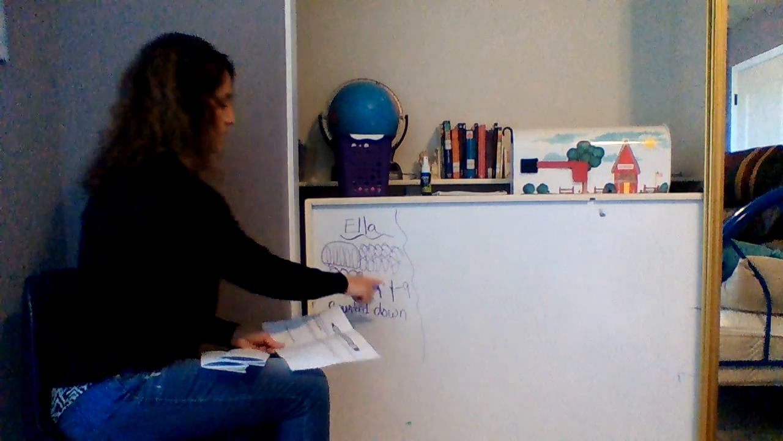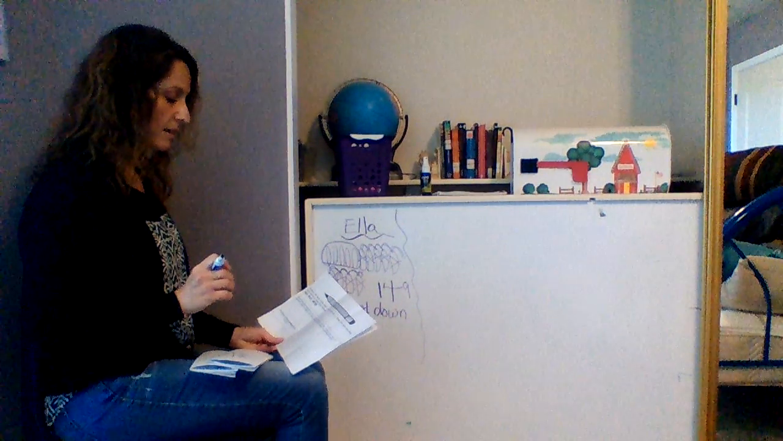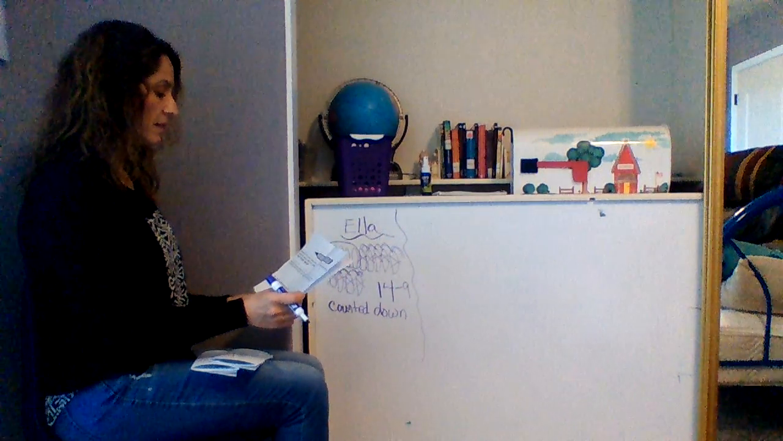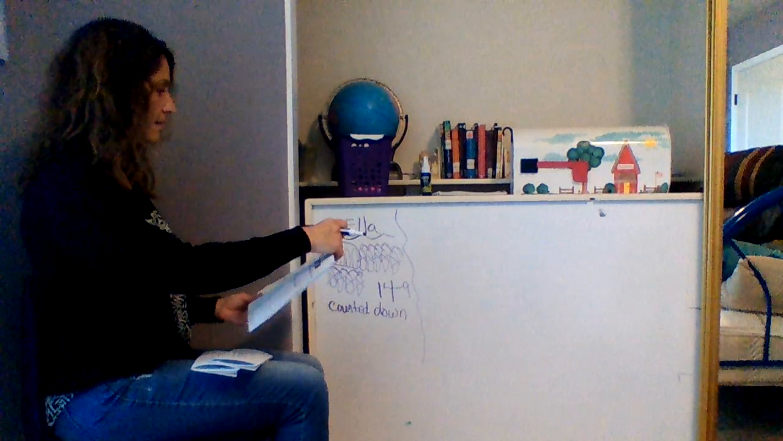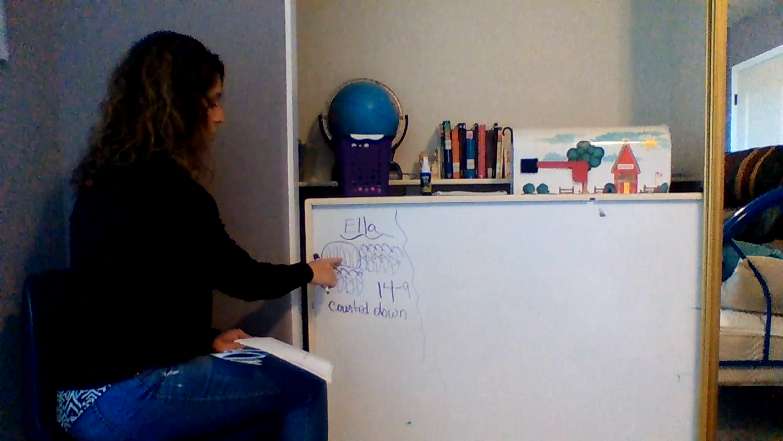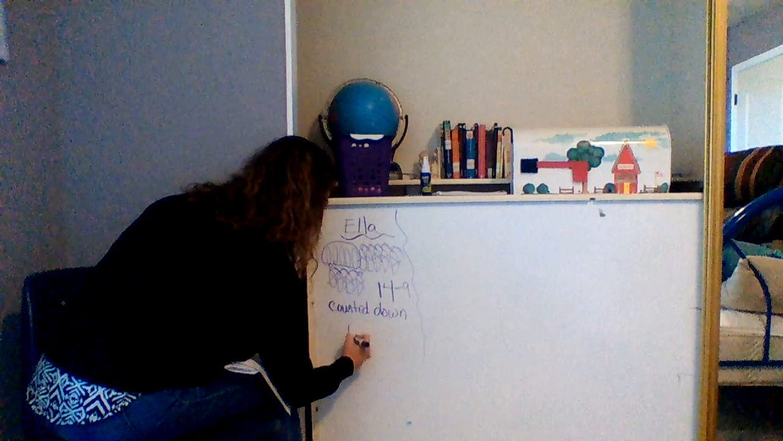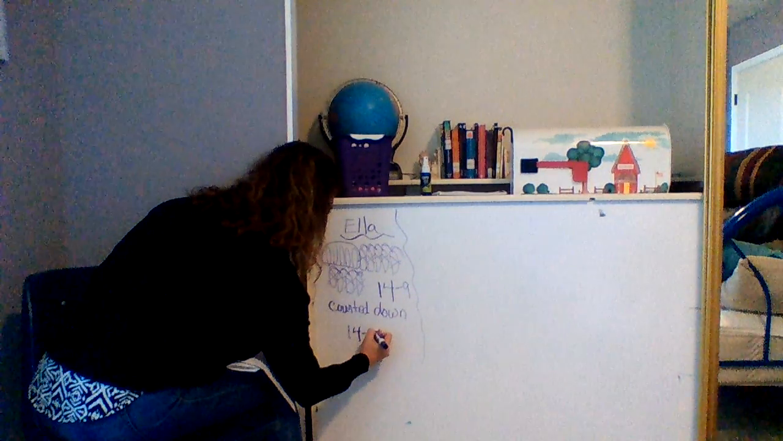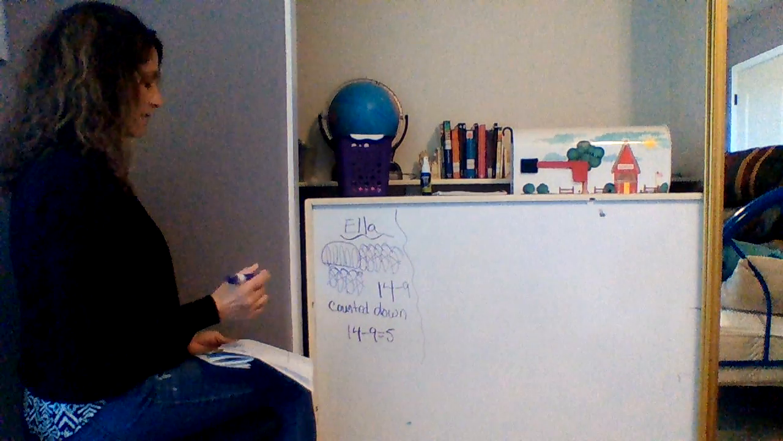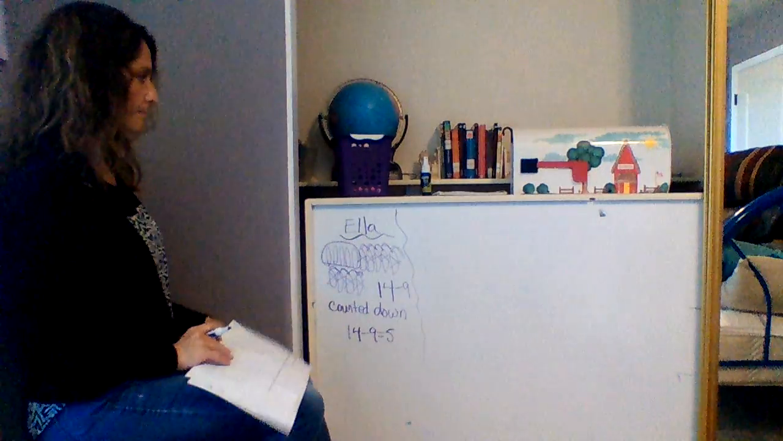Lucas read 14 books. Melody read 9 books. How many more books total did Lucas read than Melody? Well, we're ready to get our answer. 1, 2, 3, 4, 5. So 14 minus 9 equals 5, which means Lucas read 5 more books than Melody.